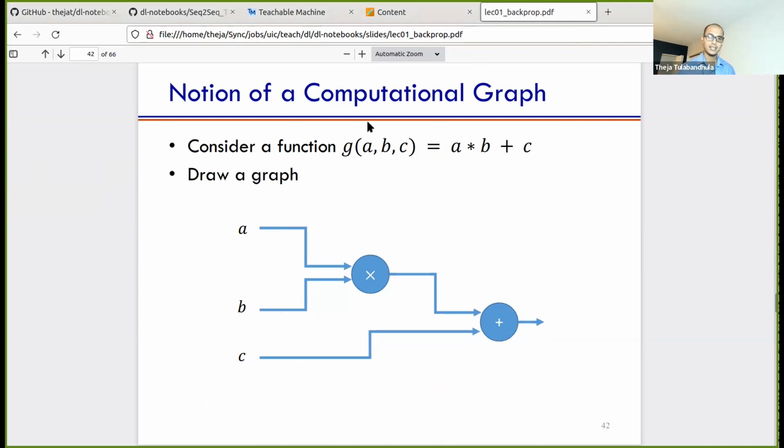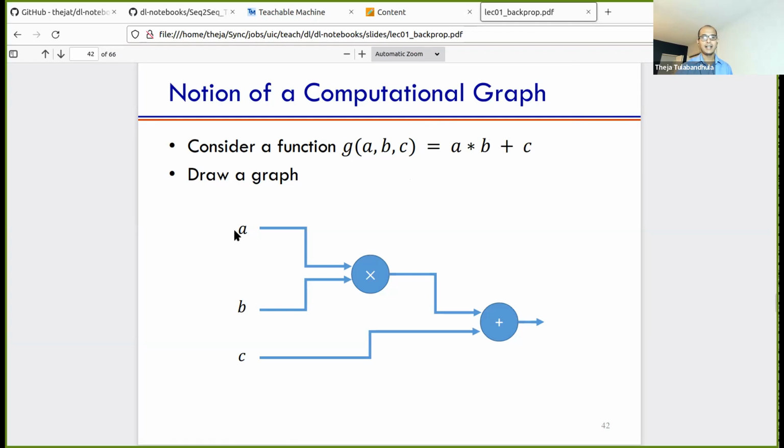Let's say we have a function like this, g of a, b, and c. It's a simple function: a times b plus c. Of course, given any three inputs, you can compute what a times b plus c is. A, b, and c are, let's say, numbers, arguments. This is a three-dimensional function. What computers do first is represent this function as a graph, a graph of some elementary computations.